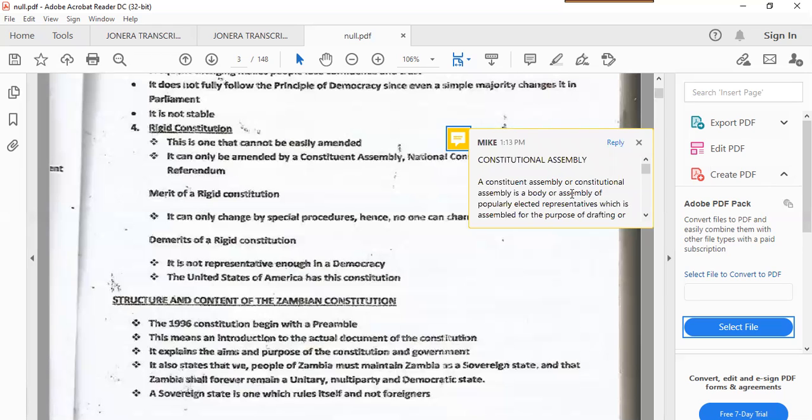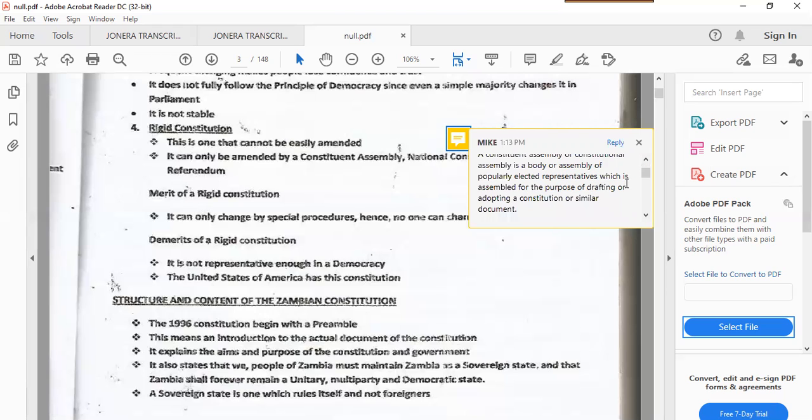So a constitutional assembly is a body or assembly of popularly elected representatives which is assembled for the purpose of drafting or adopting a constitution or a similar document. So we appoint our ministers, we appoint our council heads, district chairmen, etc. Those people can represent the entire population and meet to decide to change one or two things in the constitution. So that's what a constitutional assembly is.